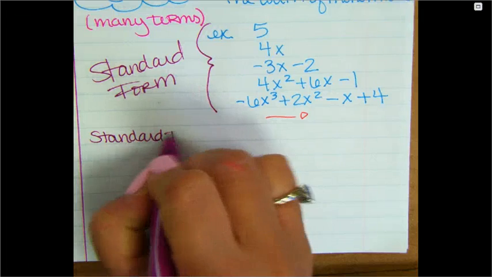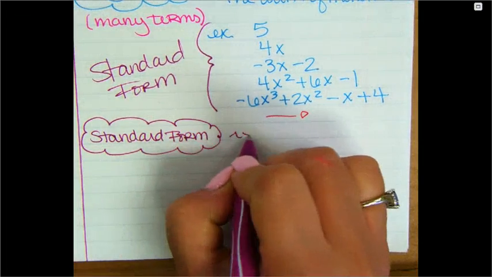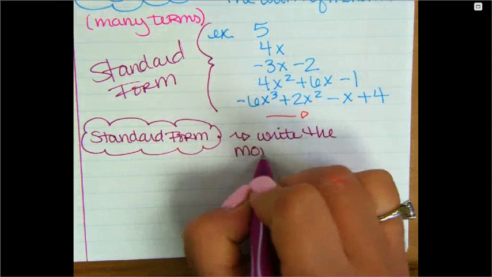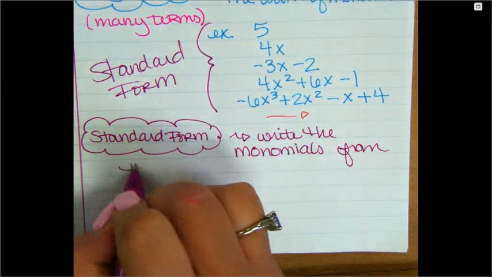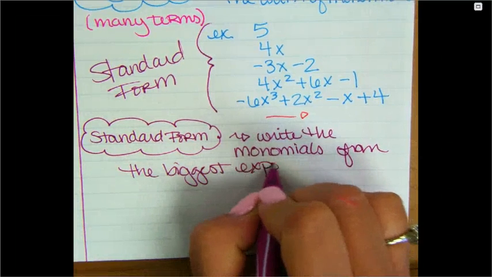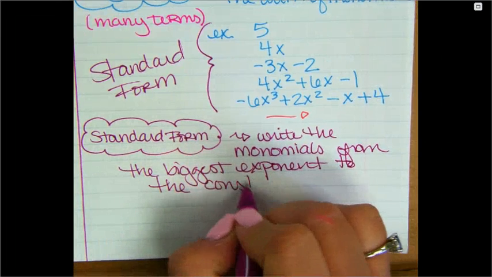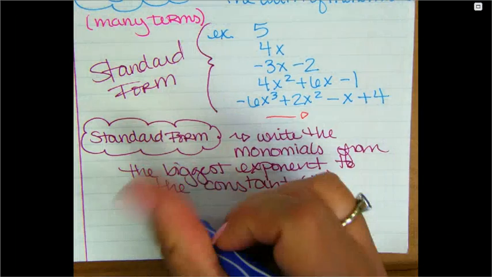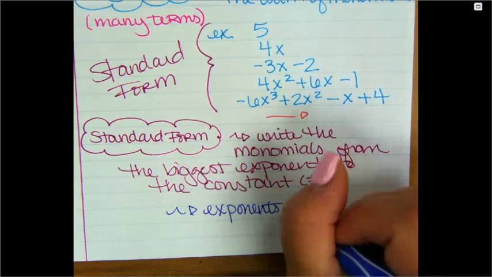The definition of standard form is that we must write the monomials from the biggest exponent to the constant, which is the number. In other words, your exponents decrease. Dakota, you should be writing that down.